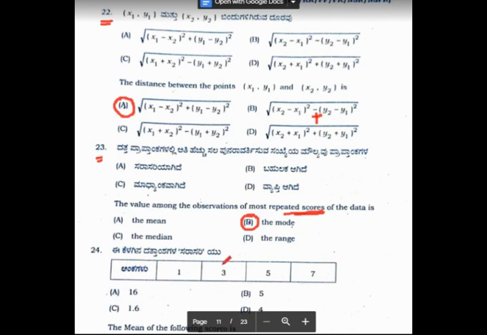The mean of the following scores is, mean formula is sigma x by n, means sum of observations by number of observations. 1 plus 3 plus 5 plus 7 is 16 by 4. 4 means there are 4 observations given in the question. 16 by 4 is 4. Correct option for this question is D, 4.